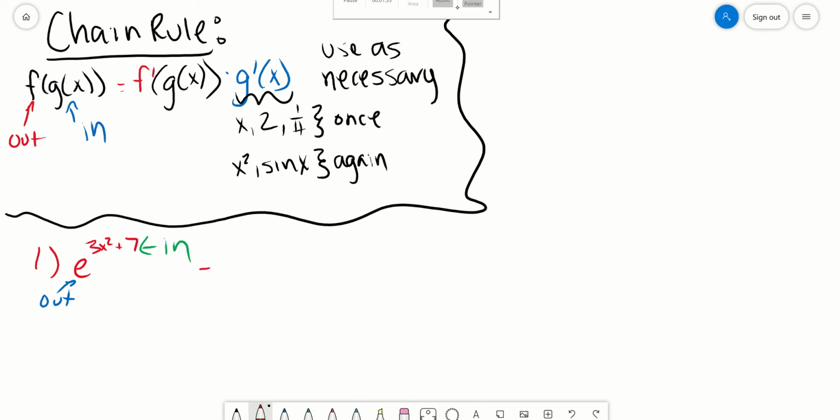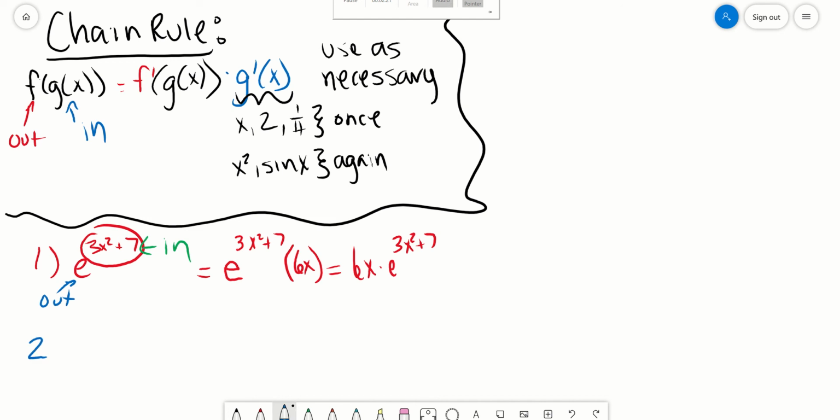So as we go to take the derivative, the derivative of e is just e. We keep what's on the inside, and now we multiply by the derivative of what's on the inside. So the derivative of 3x squared is 6x, and the derivative of 7 is 0. Generally, it will be rewritten like this, just to put that 6x out front and then to keep the e at the end.